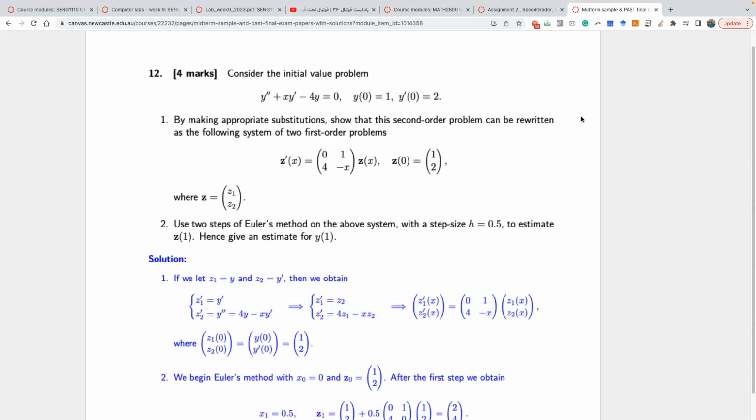You see, this is the mid-semester question of 2018 and also 2023, this semester. So see, this is beautiful. y double dash, x y prime. So we have this Euler's method. Let's start with Euler's method.